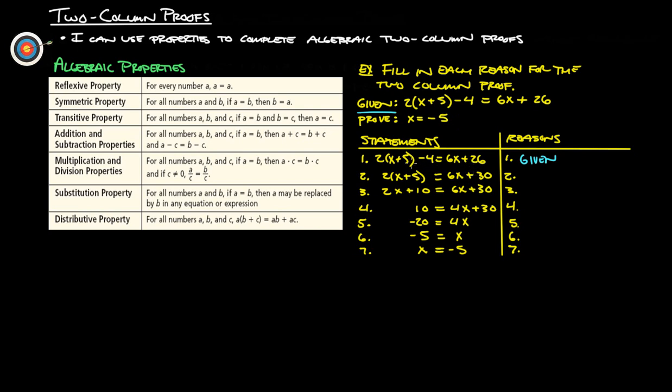Now if you'll look, to get from here to here, all we're trying to do is figure out what did we do to both sides to get from one step to, in this case, the second step. So if you'll notice, we got rid of the negative 4. How did we get rid of the negative 4? We added 4 to both sides. So 26 plus 4 is 30. Negative 4 and 4 is 0. So since we added the same thing to both sides, guess what? It's the addition property.